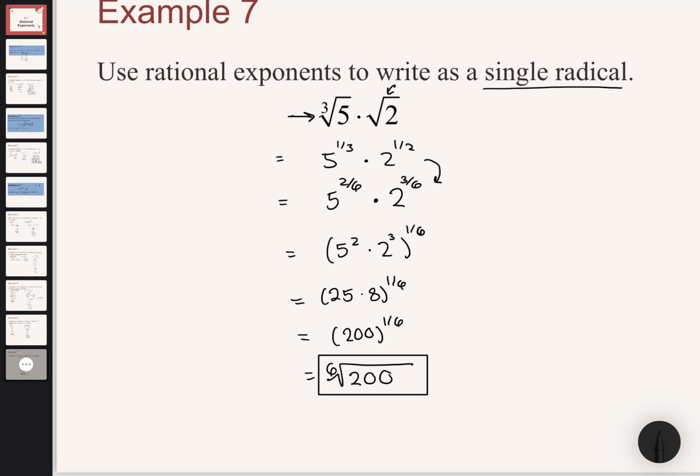And then I could simplify just those numbers, those powers, 5 squared, 2 cubed. And I could finally rewrite that fractional exponent 1/6 as a 6th root.